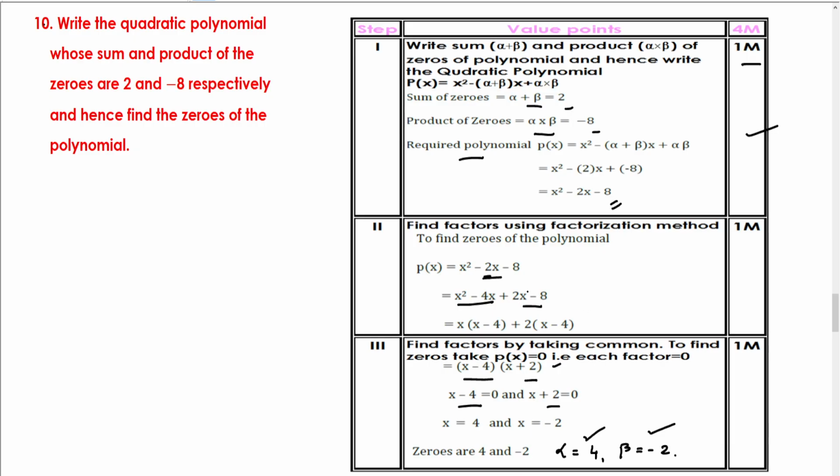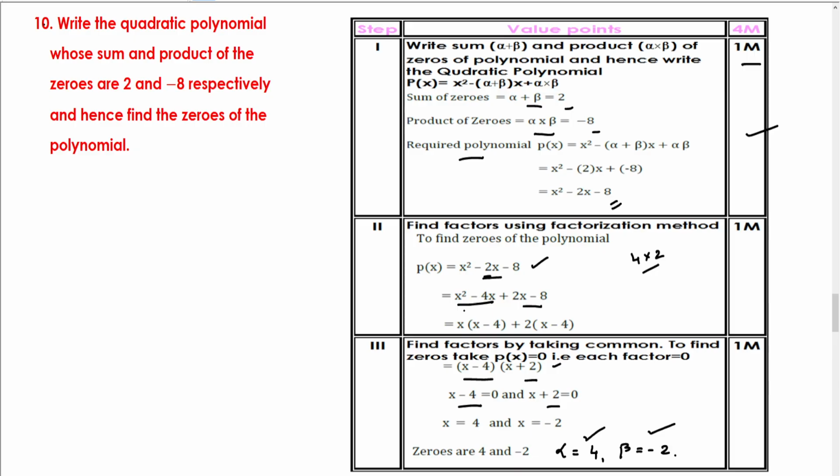Very simple. To get the zeros, you can split the middle term. Splitting the middle term you studied in the 9th standard. The sign behind the constant term is minus. 8 ones are 8. The factors of 8 are 4 and 2. You have to write these factors such that the difference of the numbers is equal to minus 2x. You are writing it as minus 4x plus 2x. You already studied this in the 9th standard.